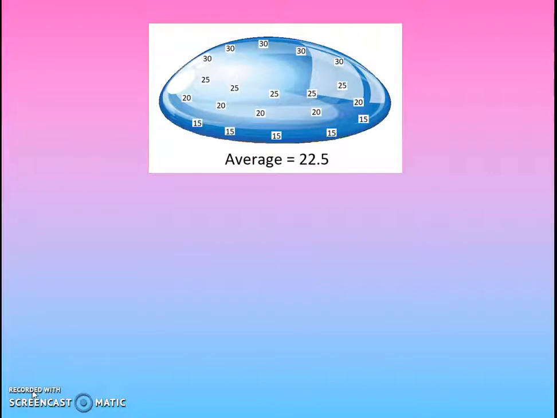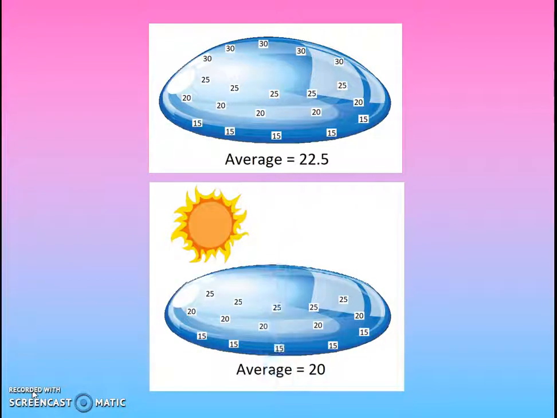But then when I put it in front of the sun, and now that top layer evaporates off, now those 30s are all gone, and now I only have 15s and 20s and 25s, and then my average drops down to 20. Again, since my average kinetic energy lowered, I now have a lower temperature. So evaporation is a cooling process. Even though you would think sitting out in the sun it's going to warm up, well, it's not warming up because the particles that had a greater amount of energy have now left.